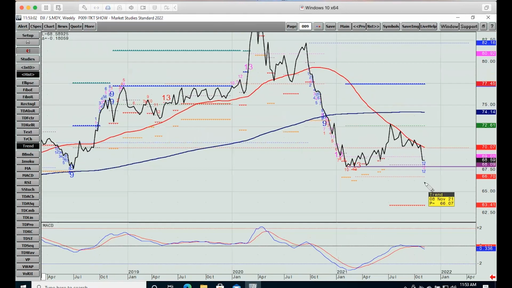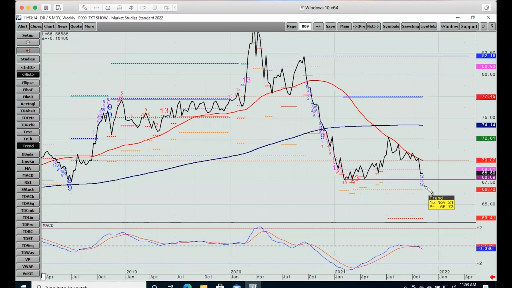So right now it's not clear cut, but a breakdown here would say you want to be in mid caps, not the Dow. And of course, with the Dow having only 30 names in it, one or two names can really impact this and change the direction of what's going on. And let's look at the Dow versus small caps, the IWM.